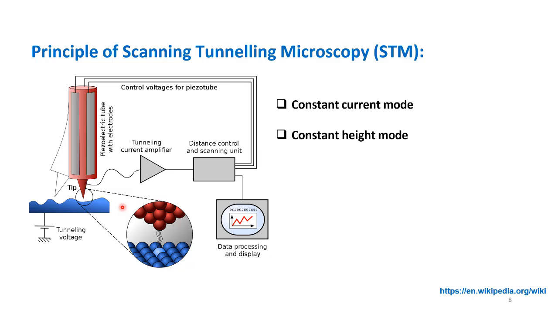So the principle is that two modes are there: current mode and the height mode, as I already told you. Depending upon these two, we will be able to get the signal out of it. If I keep the current constant, the height will adjust automatically, and if I keep the height constant, the current I will get will be the information of the surface. So this is the basic principle of the STM.